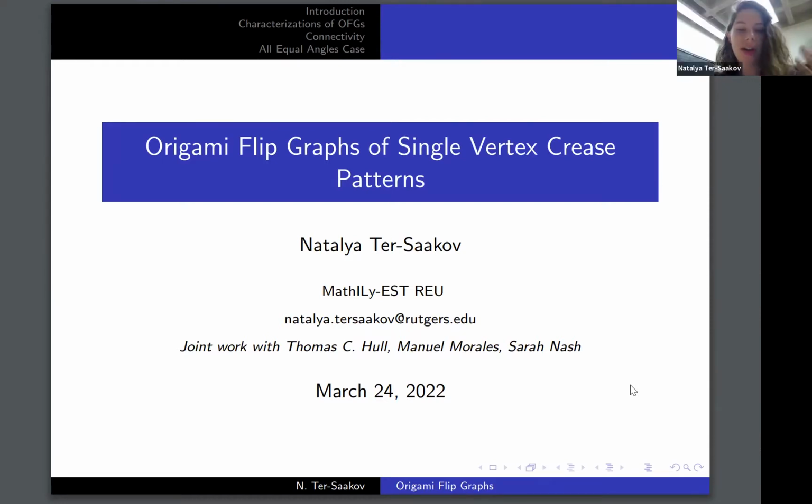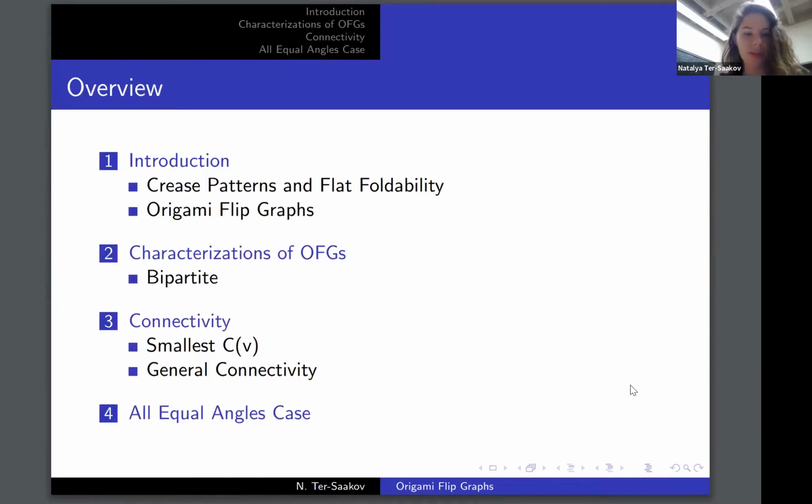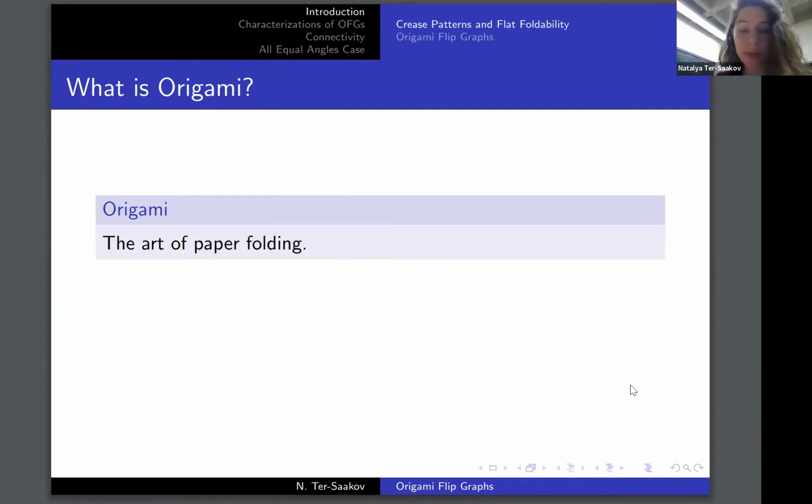Lee. All right, so origami flip graphs of single vertex crease patterns is a lot of words that perhaps you know individually, but we'll start at the beginning and go through them slowly. So hopefully, this is an overview. Hopefully you all know what origami is.